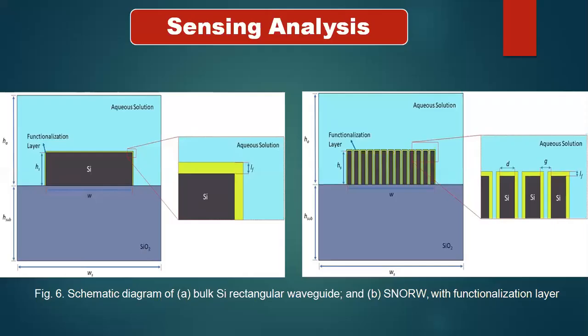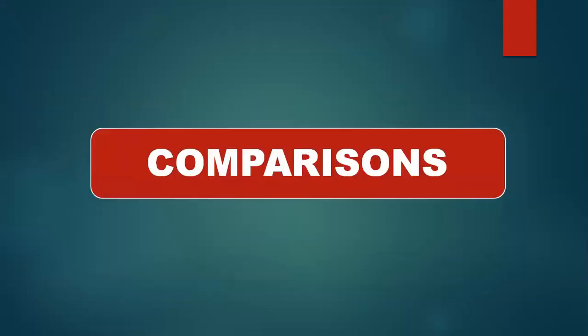Now, moving on to sensing analysis. So in our previous experiments, we had not added the functionalization layer. Now we'll add a functionalization layer around both the bulk rectangle and the silicon nanowires, and the thickness of this functionalization layer will be 8 nanometers all around. Now you can see in the diagram what is being done.